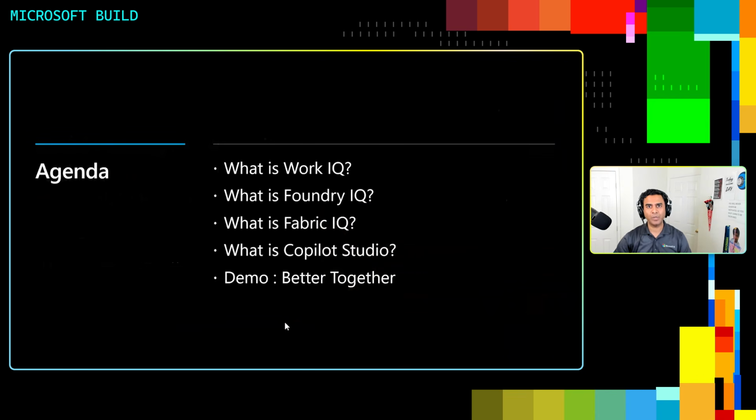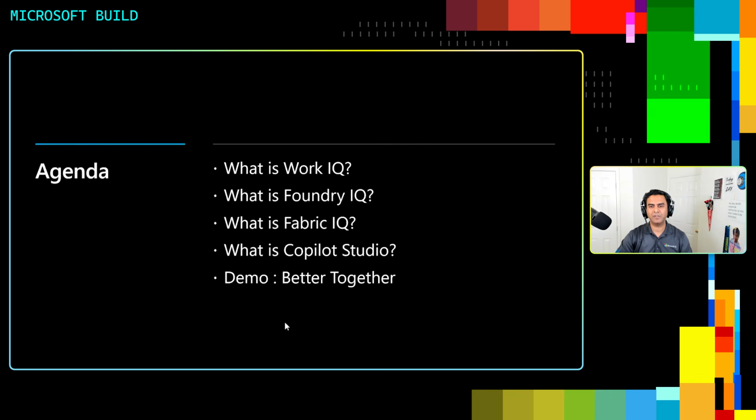So what are we going to cover today? We are going to cover what exactly is Work IQ, what is Foundry IQ, what is Fabric IQ, and to build agents, we are going to use a product in Microsoft Stack called Copilot Studio. However, you can also use other products as well to build agents, which can use Work IQ, Foundry IQ, and Fabric IQ. And then finally, we'll have the demo.